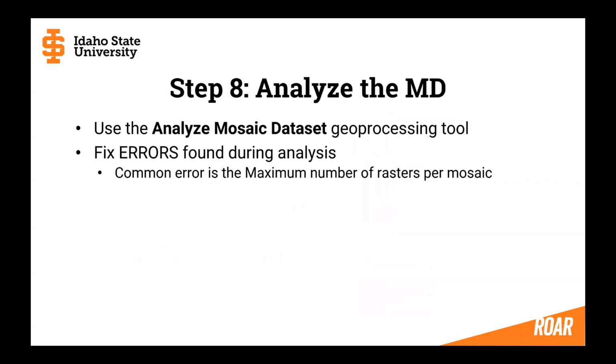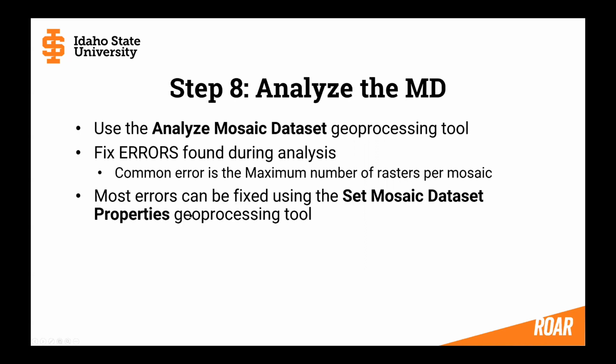Step 8, we're going to analyze the mosaic dataset, or we're going to tell ArcGIS Pro to analyze it. We're going to use the Analyze Mosaic Dataset geoprocessing tool, and we're going to fix errors, the big red errors, during this analysis or right after the analysis process. One of the common errors that we see is this maximum number of rasters per mosaic. It's not large enough. Gee, I wish it would automatically be fixed for us, but that's one we see oftentimes.